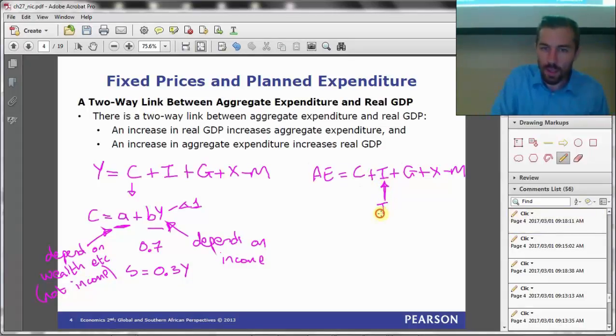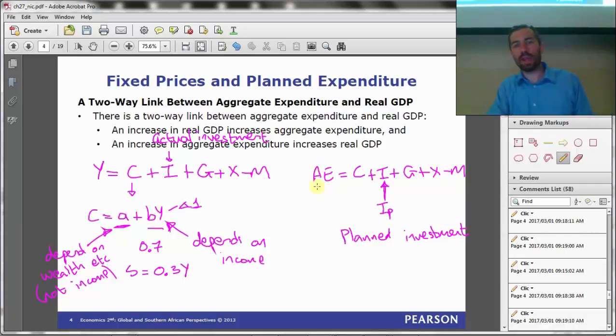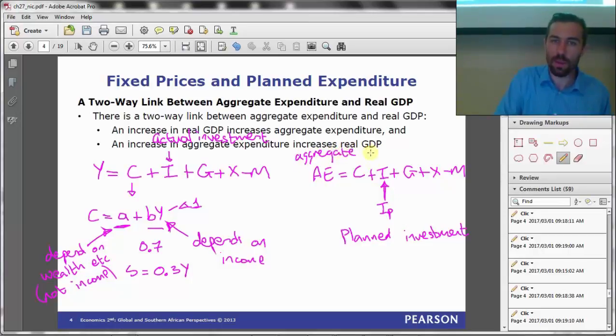Even though it looks the same in both equations, really this should be written as IP. In other words, this is planned investment, and this is actual investment. So when we talk about this equation, aggregate expenditure, what we're actually talking about is aggregate planned expenditure.